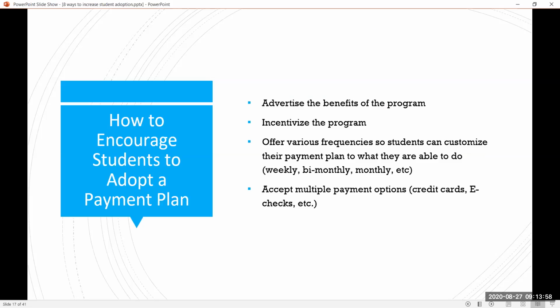How do you encourage your students to adopt a payment plan? Advertise the benefits of the program. Give incentives along with the program. Offer various frequencies so that your students can customize a payment plan to their needs. For instance, instead of just monthly payment plans, you could offer weekly, bi-monthly, quarterly, and so forth. Accept multiple payment options: not just checks, but also credit card payments, debit card payments, and checking or savings account payments.